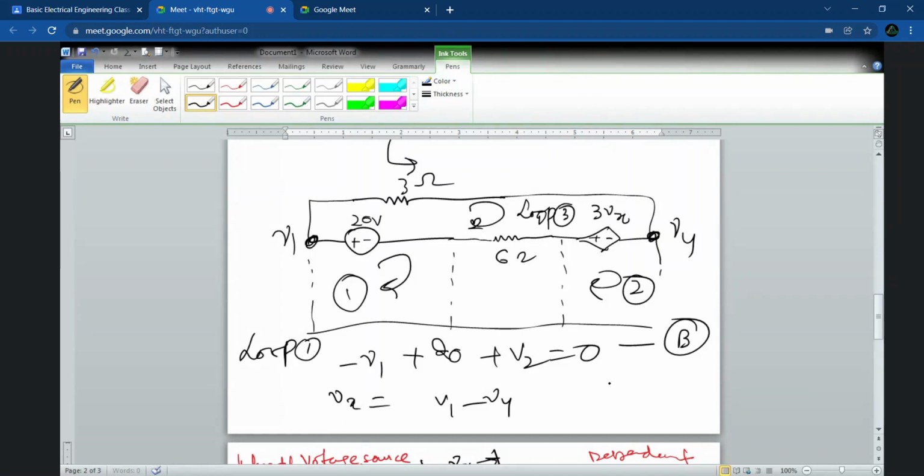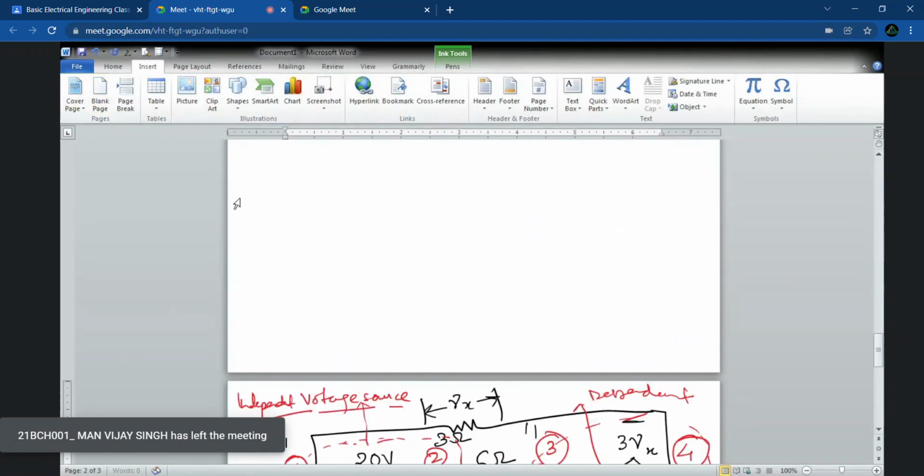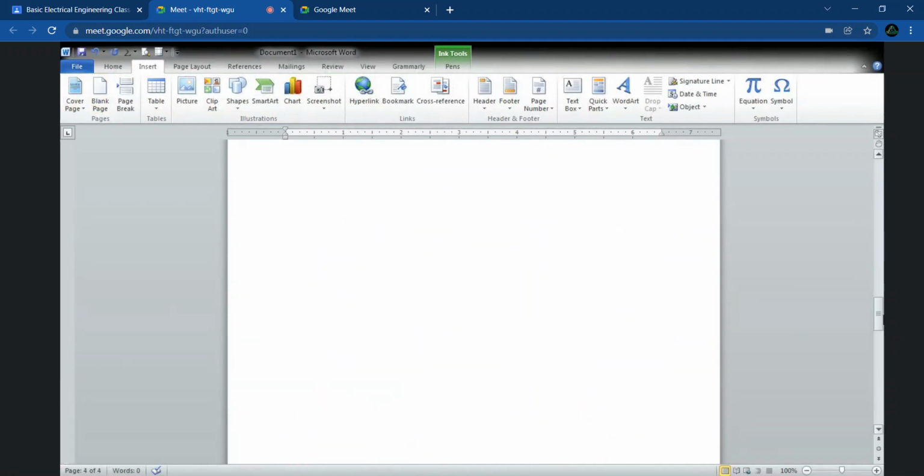Now we can write the equation for loop 3 also. Loop 2 के लिए और loop 3 के लिए you can write ना minus V3 plus 3Vx plus V4 is equal to 0. 2 के लिए क्या होगी? Yes, ma'am. है ना? I'll write that equation also. Go on writing. V3 minus V4. Yes. So for loop 2, I'll write now.